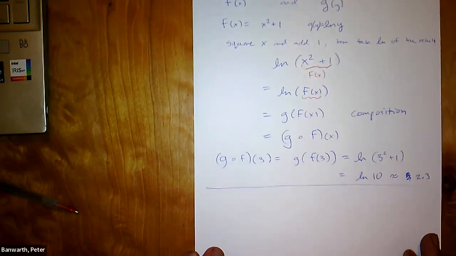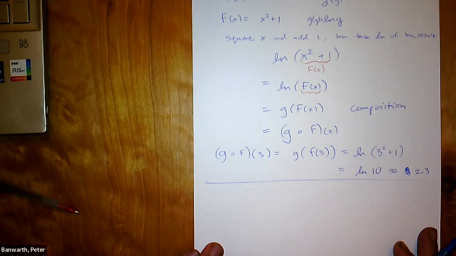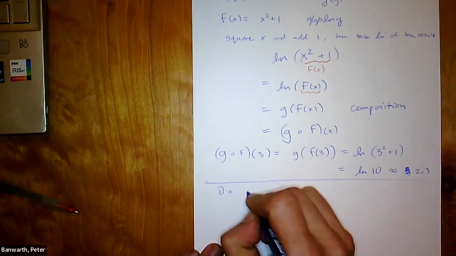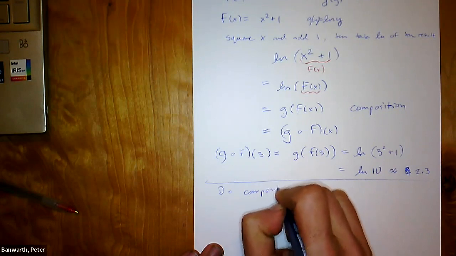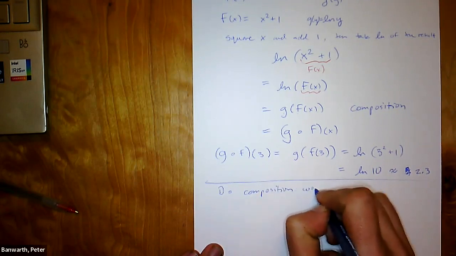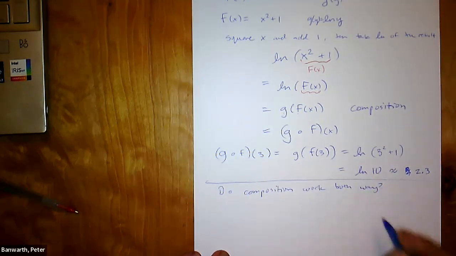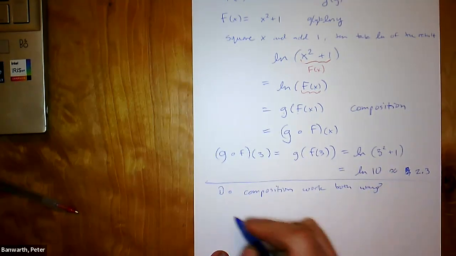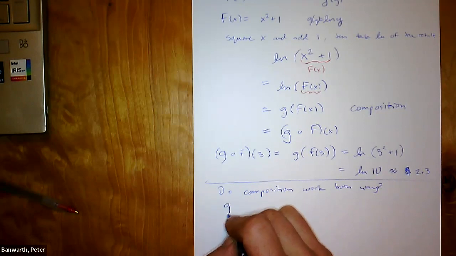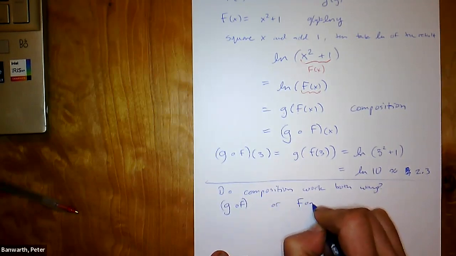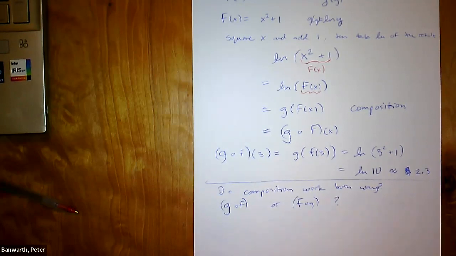So there are a couple things to keep in mind with compositions. The first is, do compositions work both ways? By which I mean, can I do g composed with f or f composed with g? Like, are those both allowed?